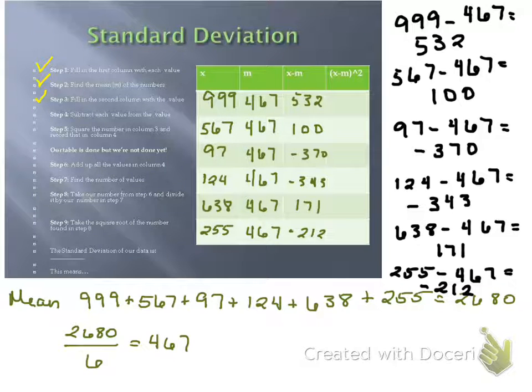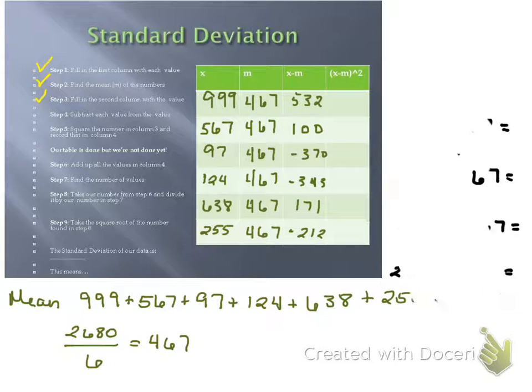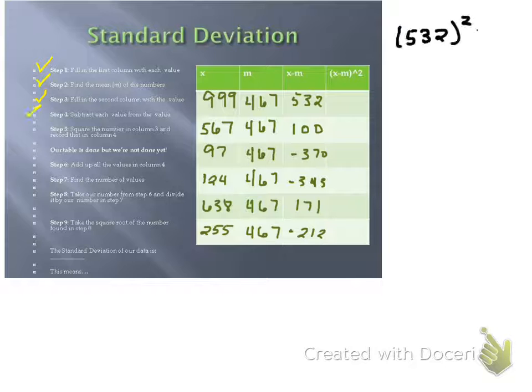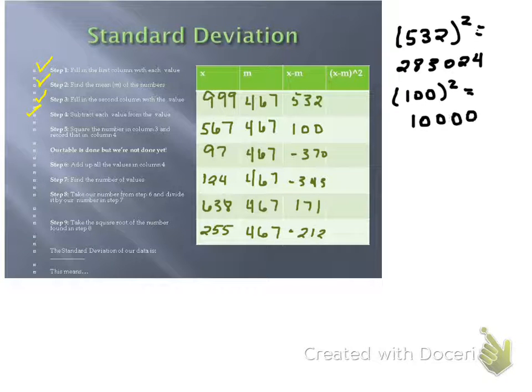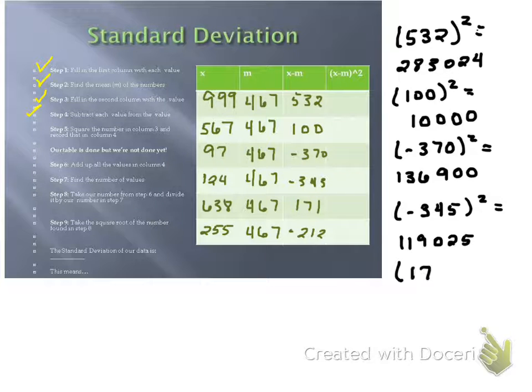So after you fill out your table, our next step is to square those numbers. So the first one, we have 532 squared, which is 283,029, I believe. The next one, 100 squared, is 10,000. The next one, don't forget, you need the negative to be in parentheses when you square it, and you'll get 136,900. And you keep it up for the rest of them. Square all those numbers, and then fill it into the box.